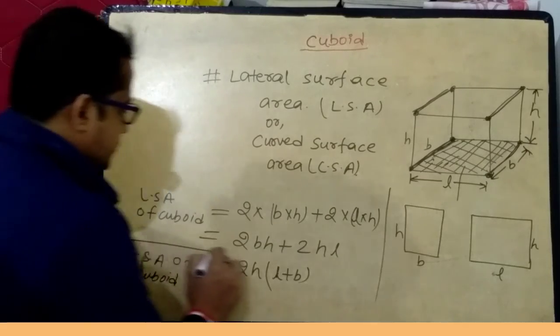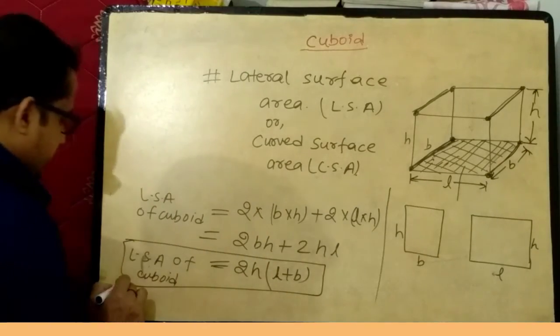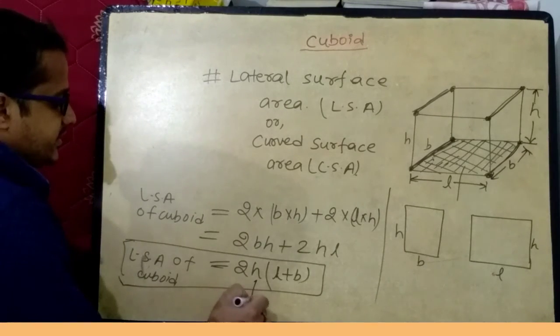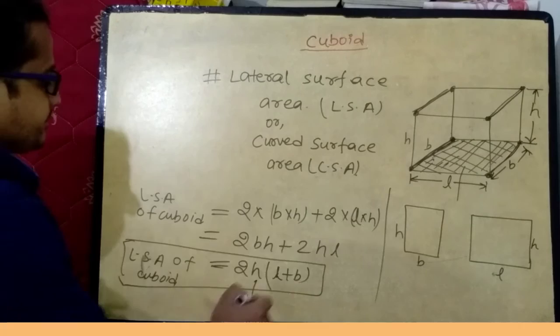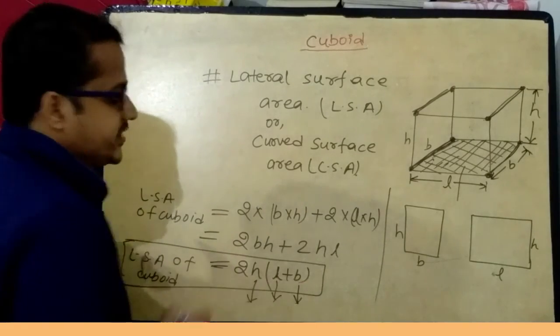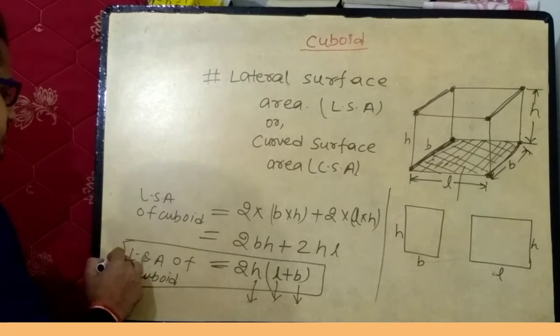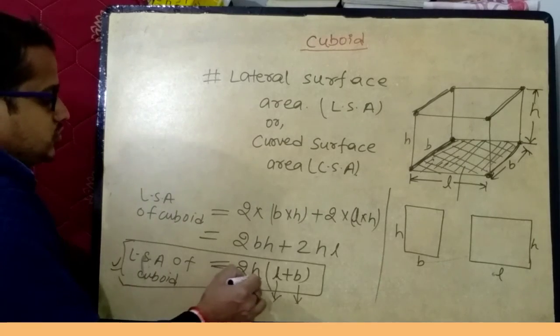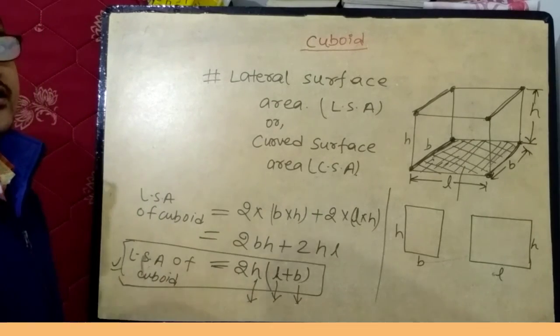So lateral surface area of a cuboid equals 2H into (L + B). Here H is height of cuboid, L is length of cuboid and B is breadth of the cuboid. So by using this formula, LSA of cuboid, that is lateral surface area of a cuboid, equals 2H into (L + B).